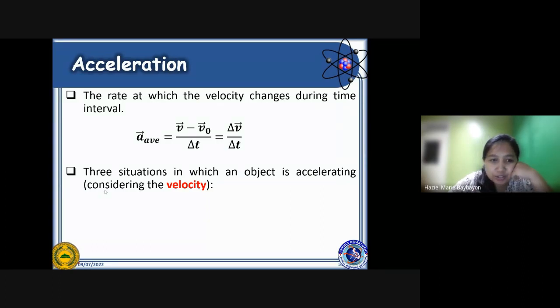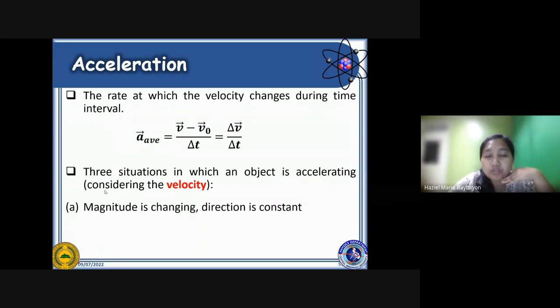Okay? So, the first case is when the magnitude of the velocity is changing, even if the direction is constant. So, for example, rectilinear motion, meaning to say, it moves in a straight line. So, meaning to say, it did not change direction. It just moved toward the east. If the magnitude of your velocity is changing, even if there is no change of direction, then it is accelerating. Okay? So, if it speeds up or slows down, that means it is accelerating.